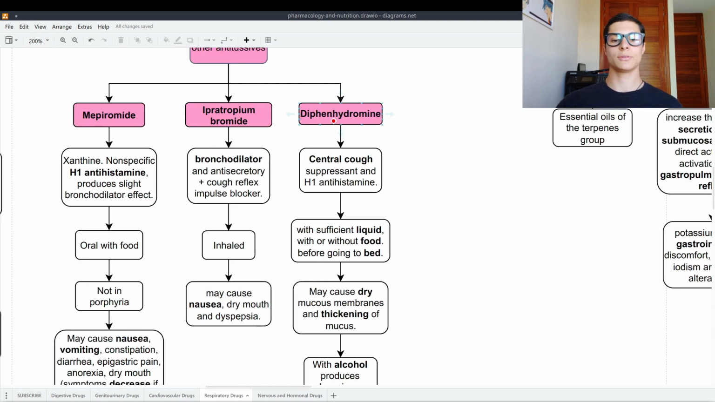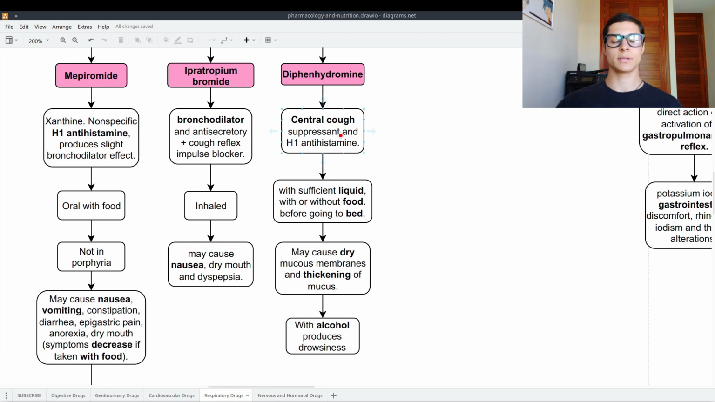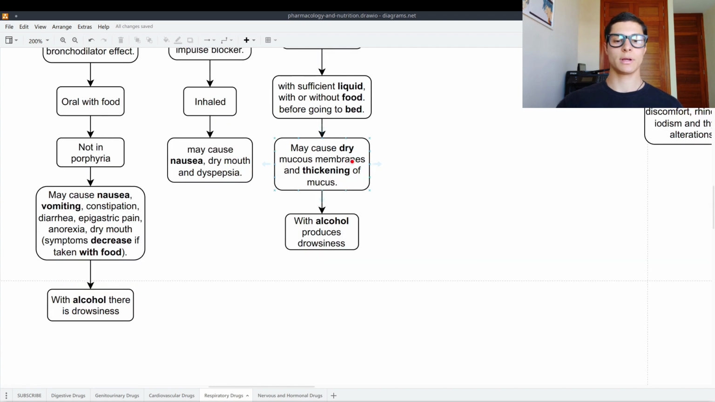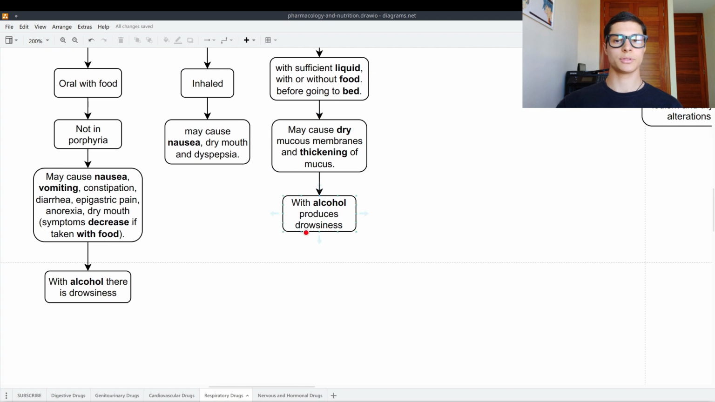And then the diphenhydramine. It is a central COG suppressant, mainly, and also has some H1 antihistamine effect. It is taken with sufficient liquid, with or without food, and before going to bed, so at night. It may cause dry mucous membranes and the thickening of the mucus. And with alcohol, it produces drowsiness.